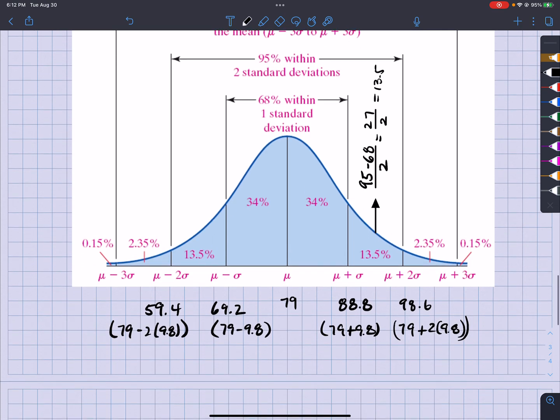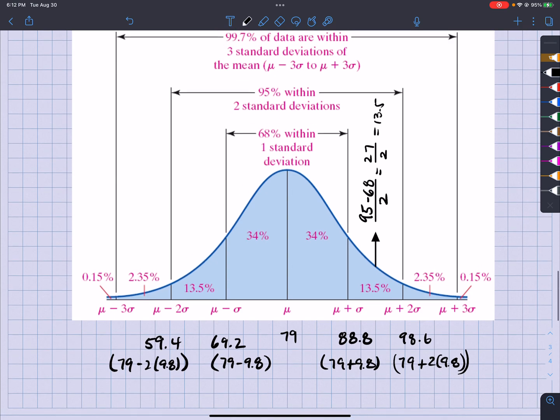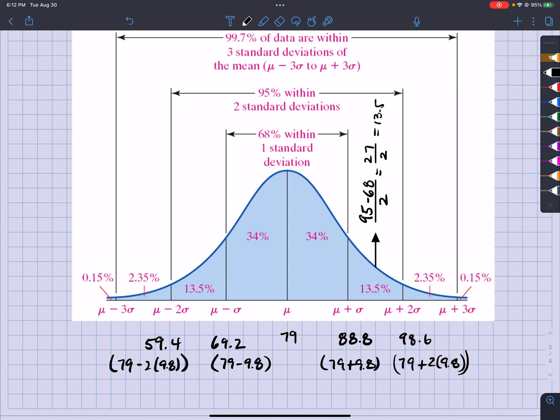And then with 3 standard deviations away, same thing. I would just take the 79, subtract the 3 standard deviations, and take 79 and add the 3 standard deviations, and 99.7% will be there.